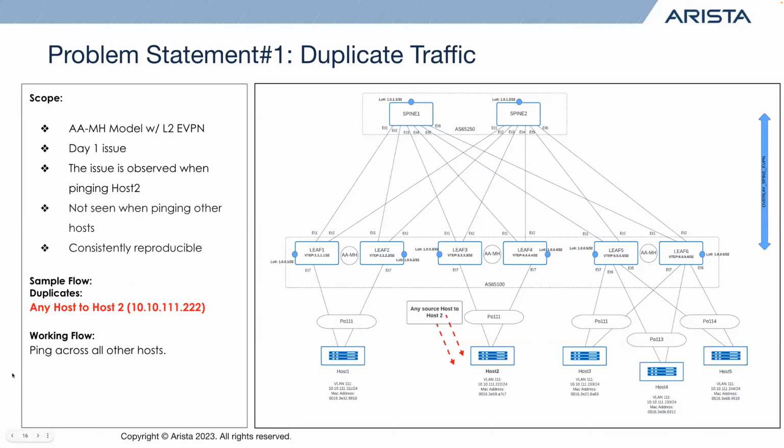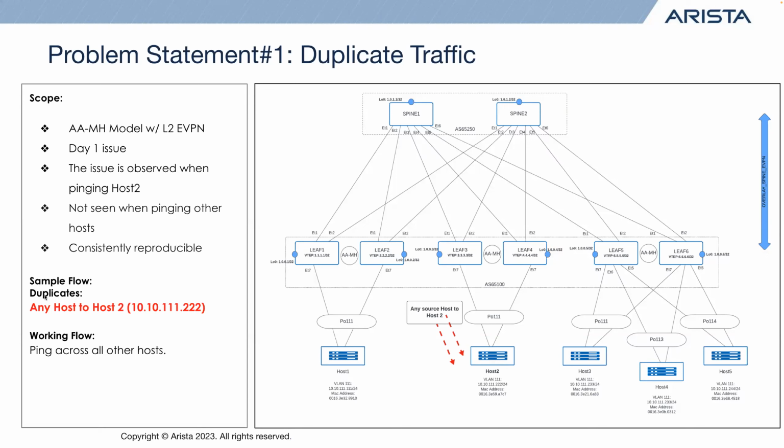So let's take a look at problem statement 1, duplicate traffic. The scope here is an active-active multi-homing model with layer 2 EVPN. It's a day 1 issue. The issue is observed when pinging host 2. It's not observed when pinging any other host in the fabric, and it's consistently reproducible.